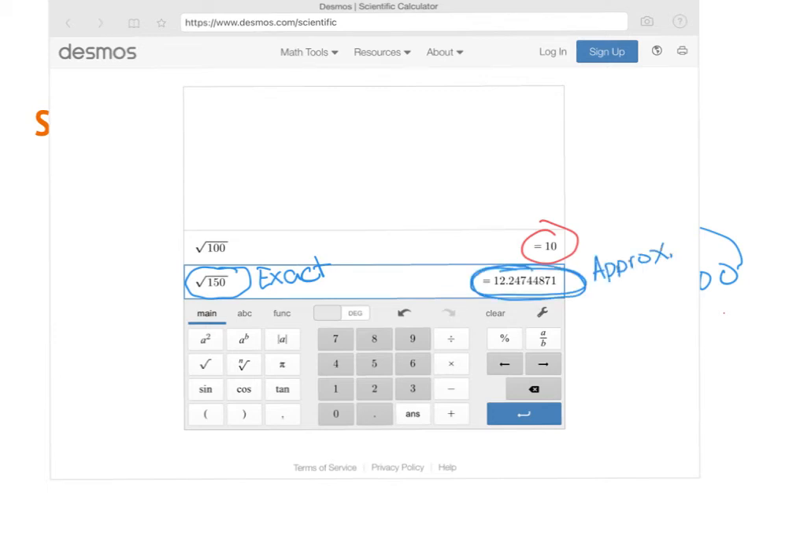The reason that's important is because if we want an exact answer, we would need to give it in radical form. That's why we need to simplify radicals, because sometimes we will not get nice whole numbers. We need to simplify this 150 into smaller numbers, but still in radical form so that it is exact.